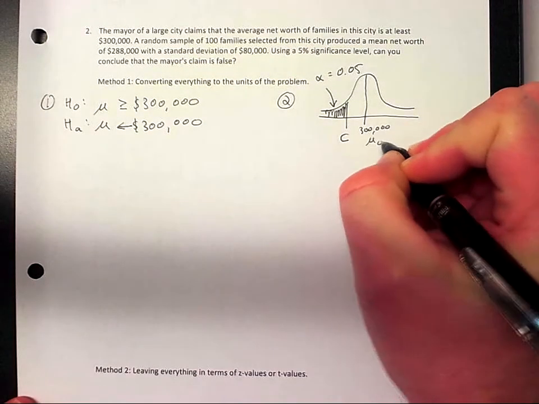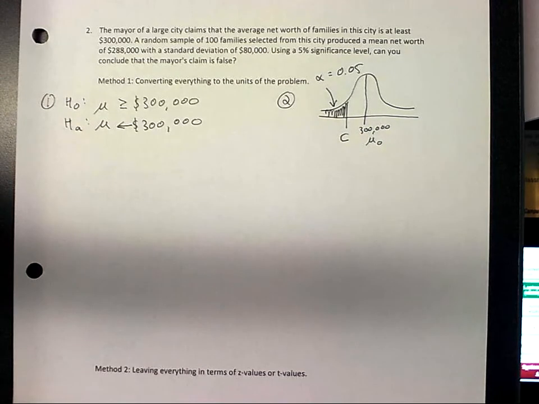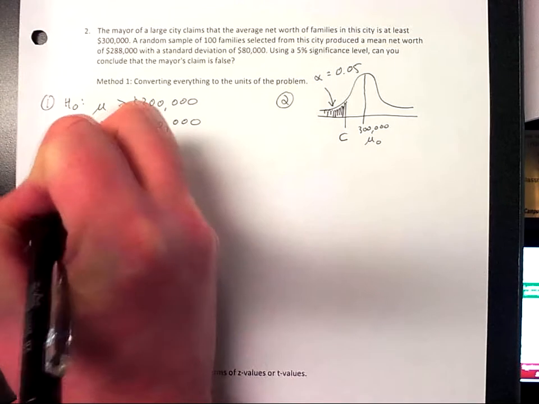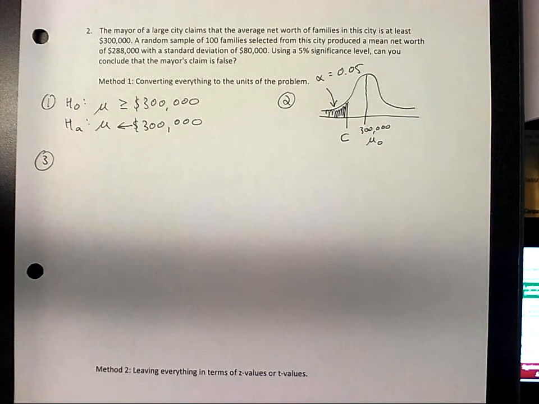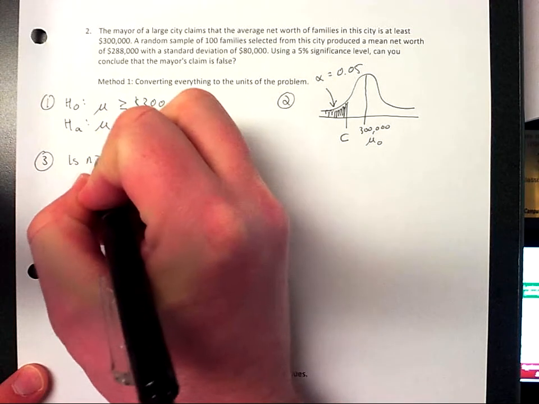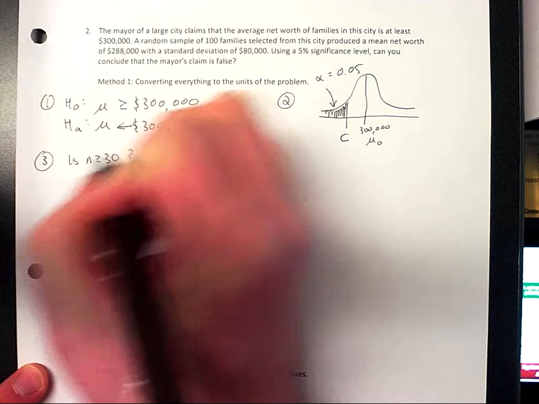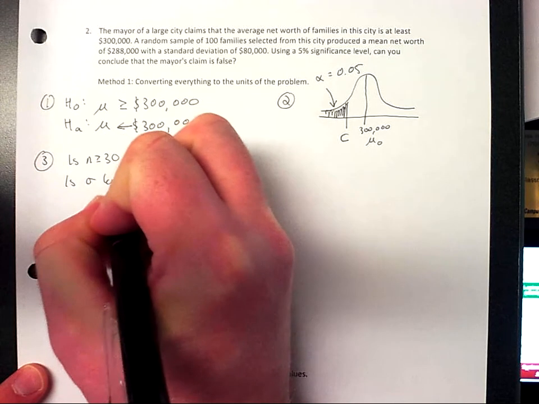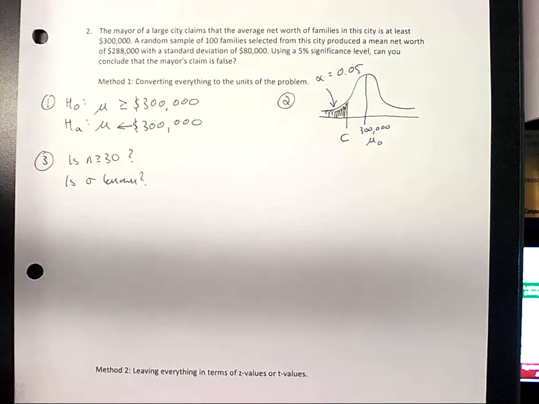Another symbol that we use for our hypothesized value is mu sub naught. All right, so that's the picture for step 2. Then step 3 is we want to ask ourselves those two questions that we always started off in chapter 7, which was, is n greater than or equal to 30? And is sigma known?